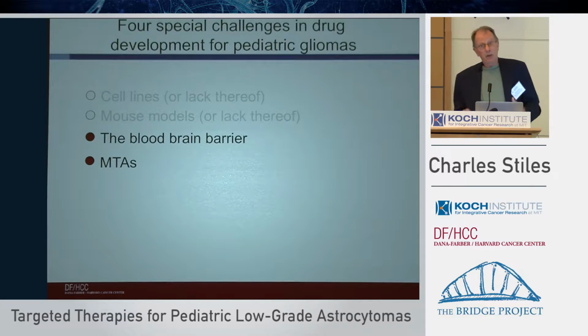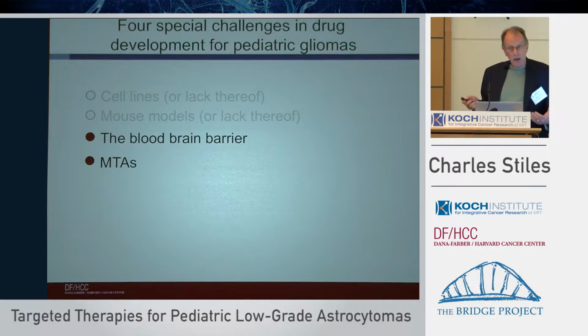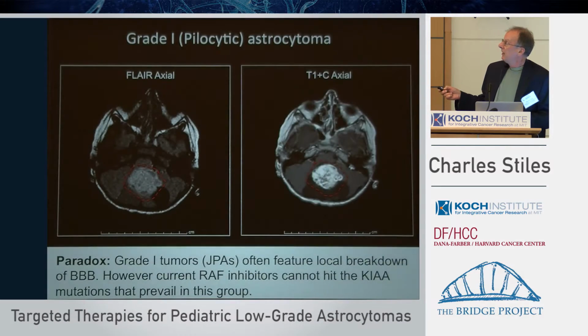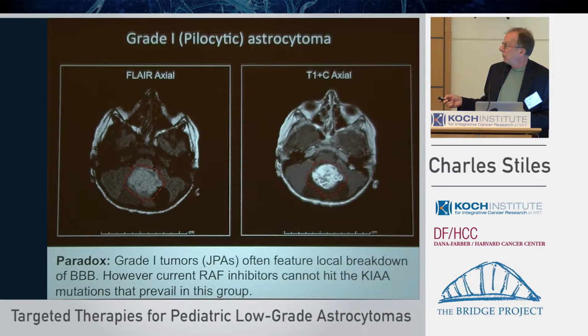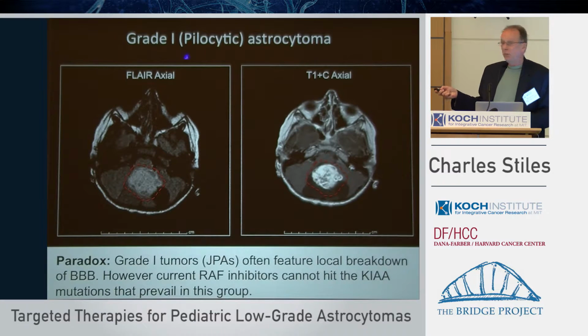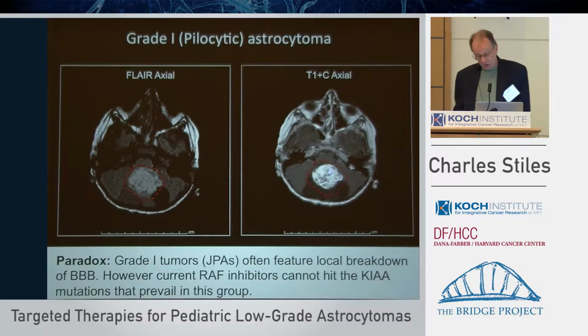It is true that with gliomas, on occasion, there is local breakdown of the blood-brain barrier. In fact, with the type 1 tumors, the juvenile pilocytic astrocytomas, it's rather common. Here you see contrast enhancement. There's been local breakdown of the blood-brain barrier. Perversely, though, in these tumors, where the drug could presumably get to the tumor, these are the ones characterized by that truncation fusion mutation where the drugs don't work. Dabrafenib, not going to touch these things.